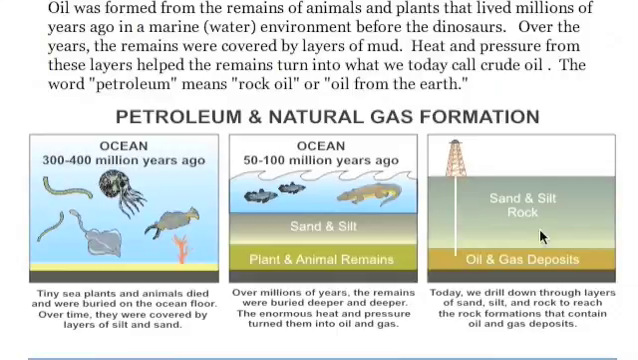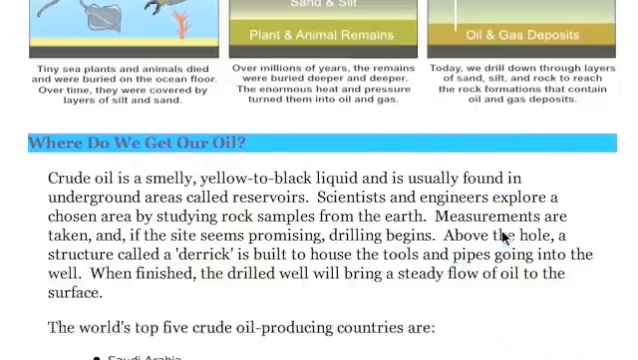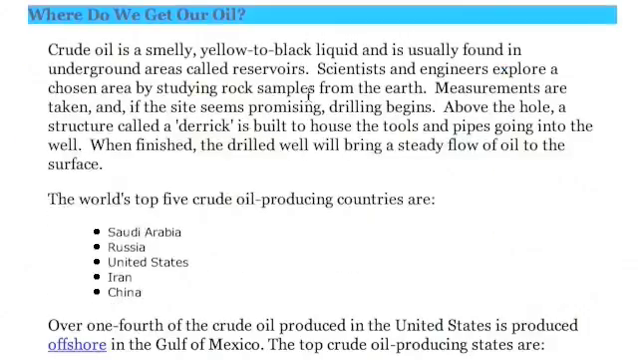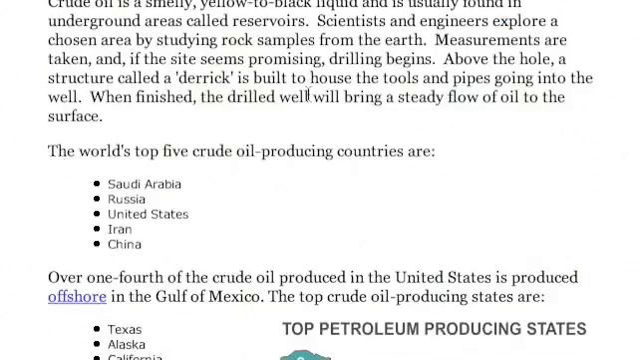All right, and that is basically why they used to call oil black gold. Once you hit oil, you can make lots of money. Okay, so when we get this kind of oil from the ground, it's called crude oil. At its very core, you can see that it's very hard to use. Why? Because it's a smelly, yellow to black liquid, and is usually found in underground areas called reservoirs.